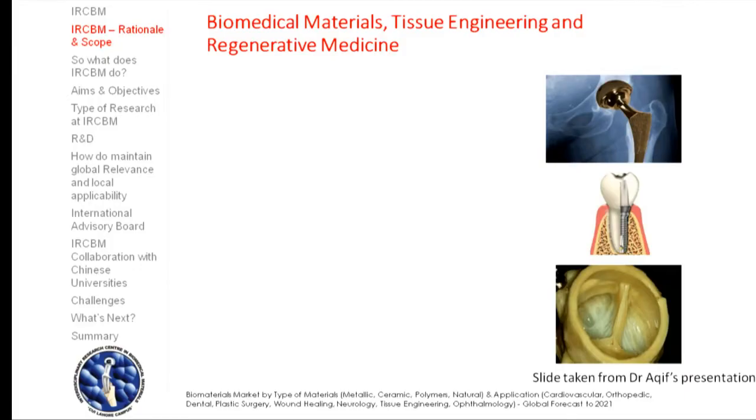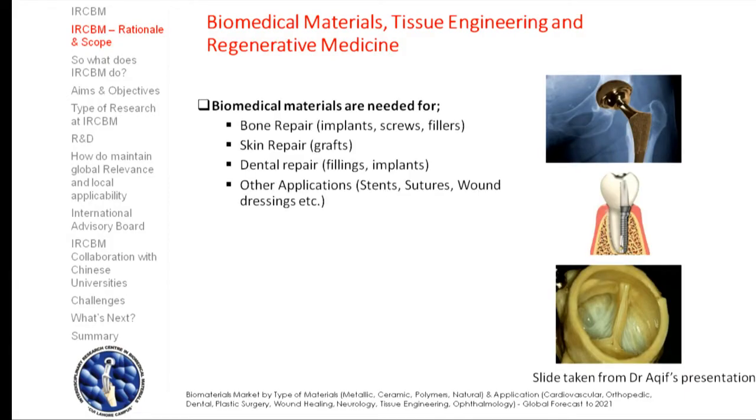What are biomaterials, tissue engineering, and regenerative medicine? This slide will give a brief introduction. Biomaterials are basically for bone repair, for example, implants, screws, and fillers. For skin repair, we need grafts. For dental repairs, fillings and implants. When the tooth is decayed, the implant can come in and be used there. The other applications are, for example, hearts and sutures, wound dressings. That's the other area. So just to give a flavor of what biomaterials are.